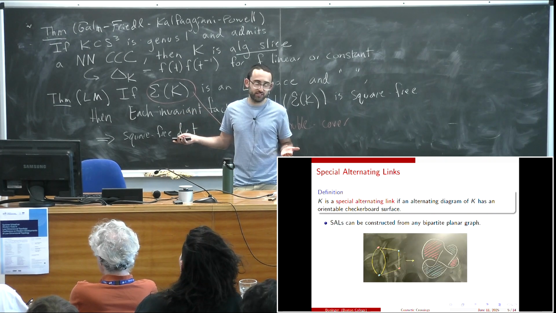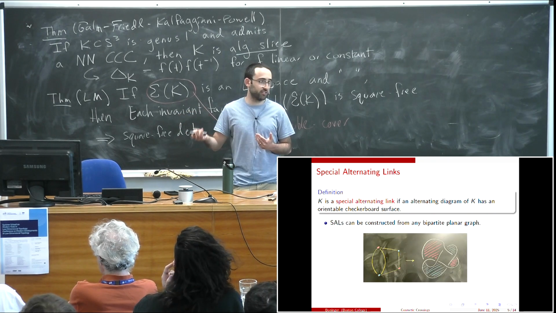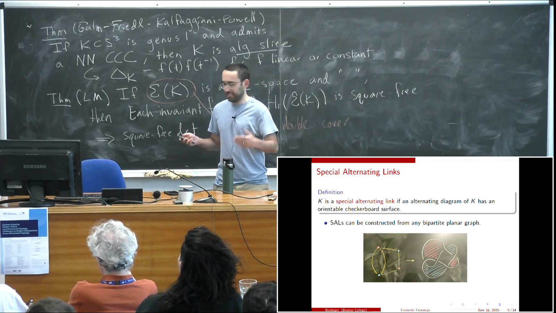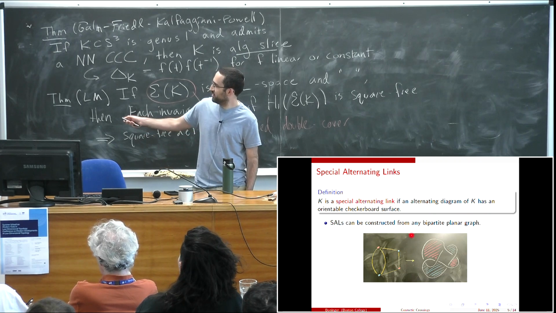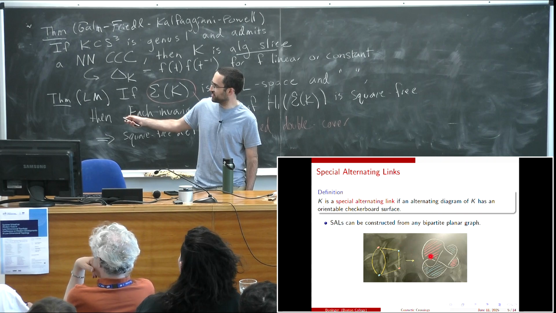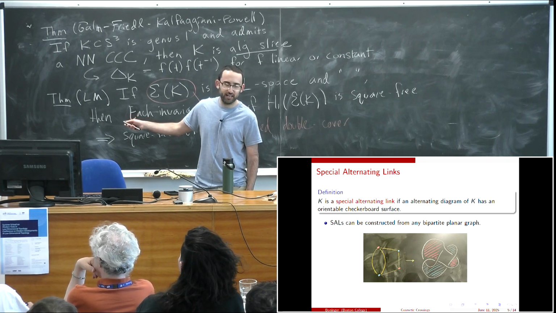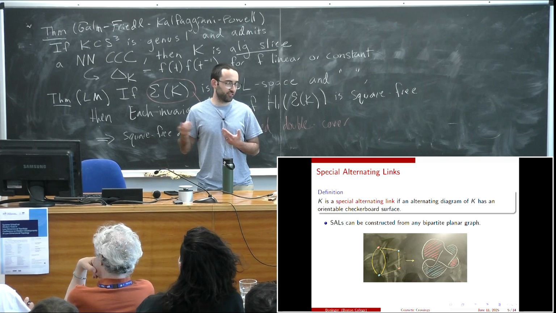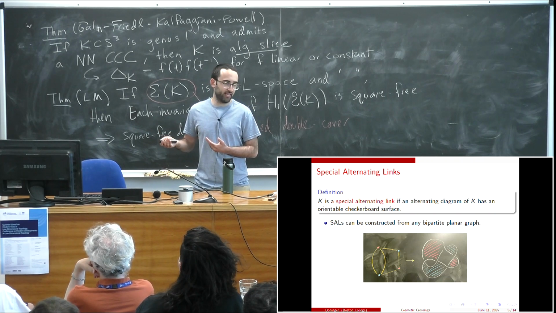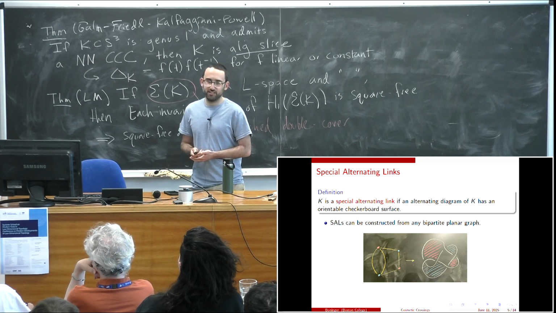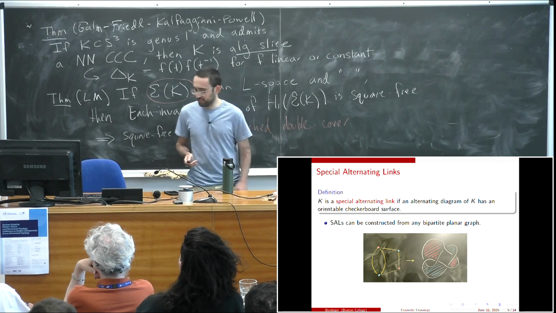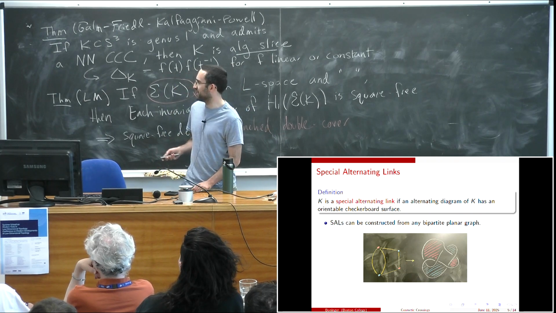So why should we care about these? Well, first of all, it's very easy to construct special alternating knots. If you take any bipartite planar graph, you put it in the plane, you can do the medial construction, which I think is fairly clear, hopefully, from the picture. So for every vertex, we get a face. For every edge, we get a crossing. And the fact that it's bipartite exactly tells you that this checkerboard surface will be orientable, and we can furthermore do this in a way that makes the diagram alternating. So it's very easy to construct infinitely many examples of special alternating knots. So that's a nice thing about this class.